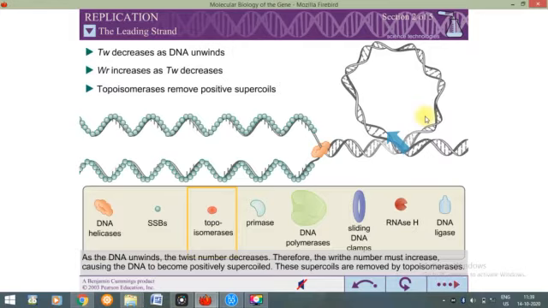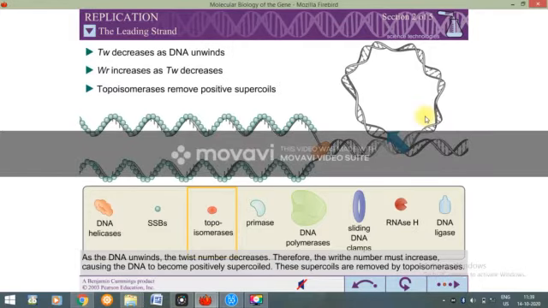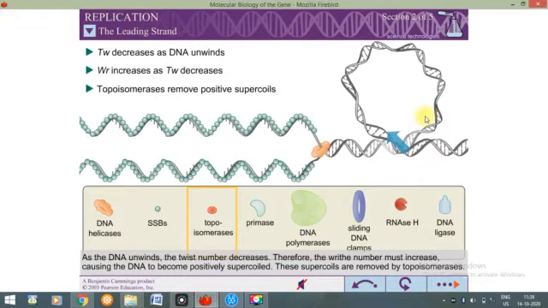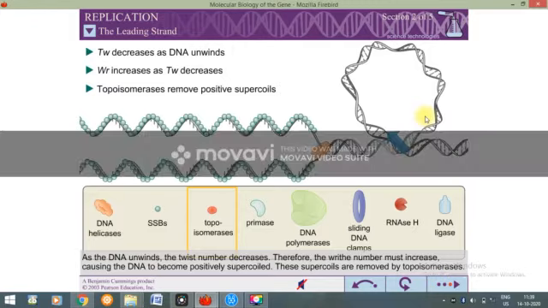And this supercoiling can be removed with the help of topoisomerase. So it makes the DNA flexible. Topoisomerase removes the supercoil areas and makes the DNA flexible, and when the DNA is flexible, then your process of replication will be smooth. So it helps in smoothening the process of replication.